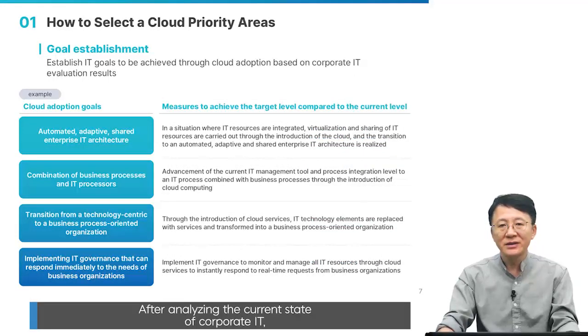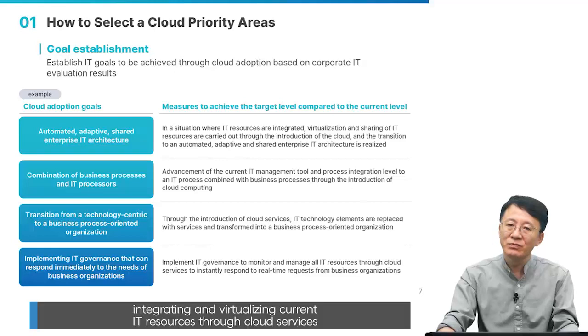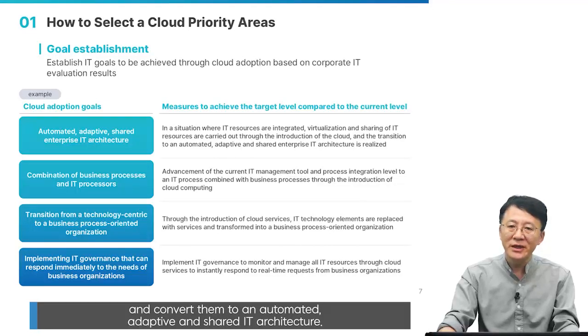After analyzing the current state of corporate IT, a company should clearly set the corporate goals to be realized by cloud adoption. For example, a cloud adoption team may set a goal of establishing an adaptive, shared, automated enterprise IT architecture by the adoption of cloud services. Then, it is possible to establish the goal of integrating and virtualizing current IT resources through cloud services and converting them to an automated, adapted, and shared IT architecture.